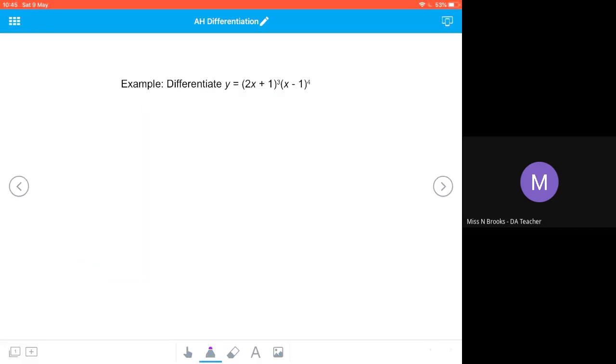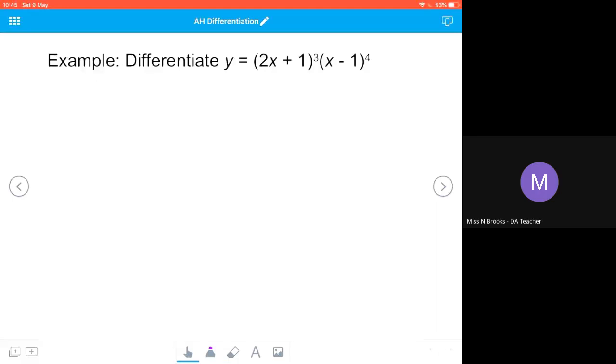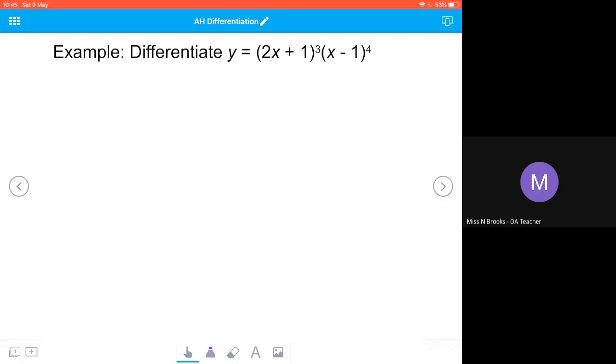So, in the second example, we're going to use Leibniz notation. So we're going to differentiate y equals 2x plus 1 to the power of 3 upon x minus 1 to the power of 4. So, this time I'm going to let u equal the first bracket, so 2x plus 1 to the power of 3.